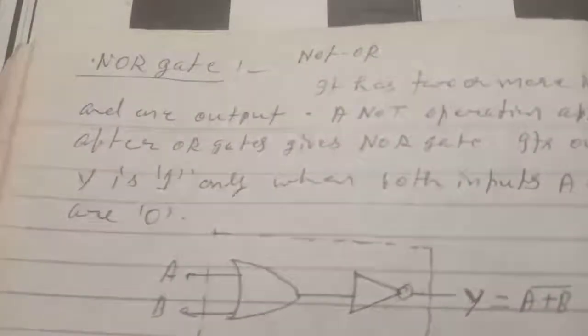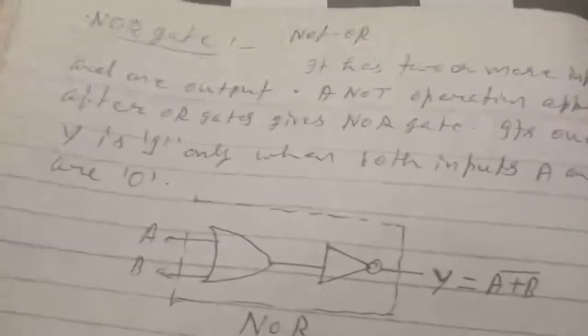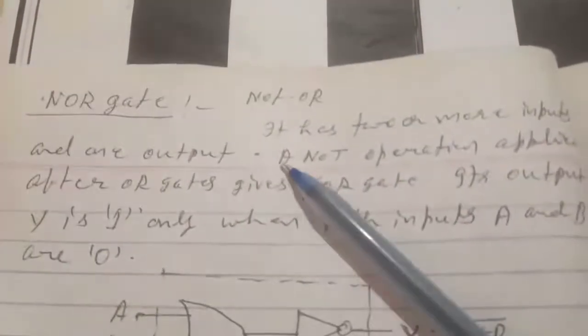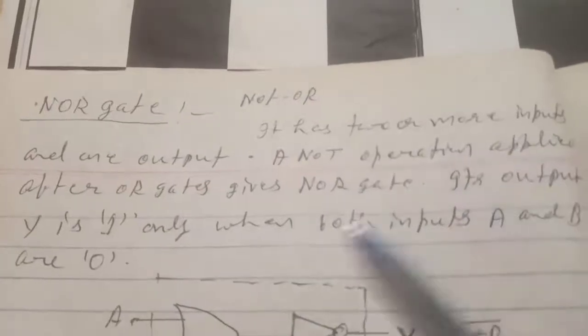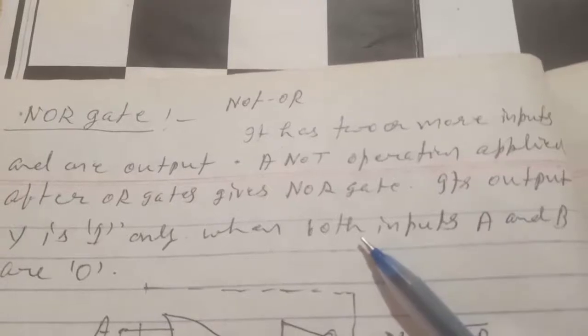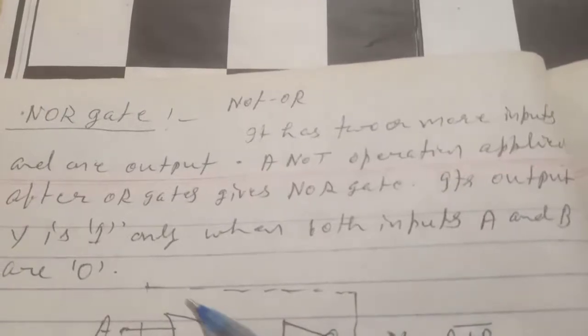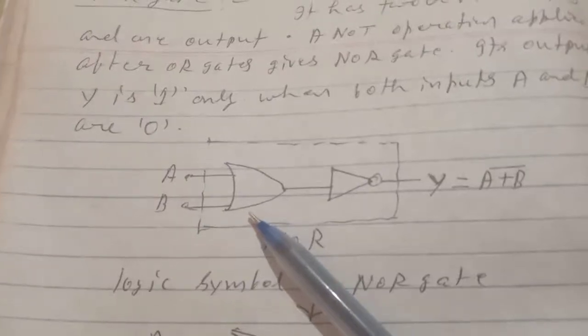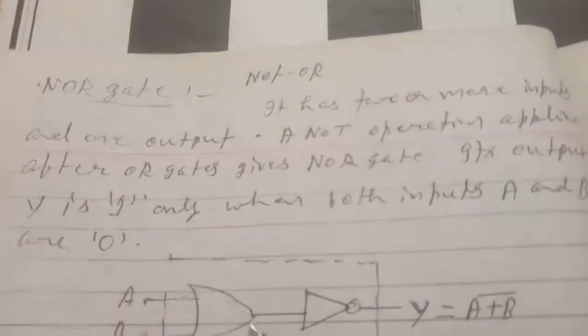Now NOR gate. NOR gate, not OR. It has 2 or more inputs and 1 output. A NOT operation applied after OR gate gives NOR gate. Its output is 1 only when both inputs A and B are 0. Now we can make the NOR gate by applying a NOT gate.